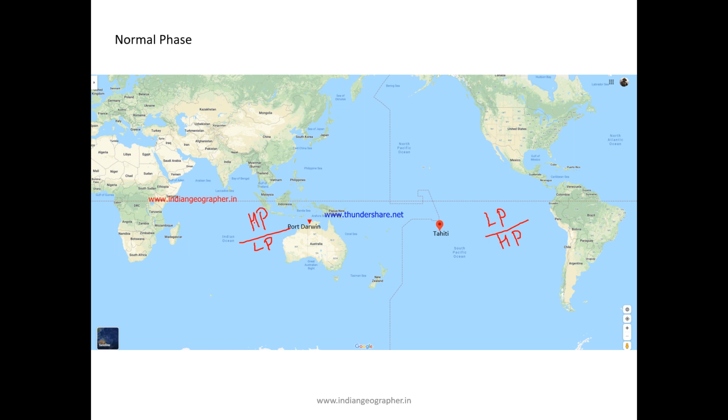So this pressure variation that keeps happening between the South Equatorial Indian Ocean and the South Equatorial Pacific Ocean is termed SOI, the Southern Oscillation Index. Now, the pressure variation also gives rise to a circulation, which is termed the Walker circulation. So let's look at what Walker circulation is. This is named after Gilbert Walker.